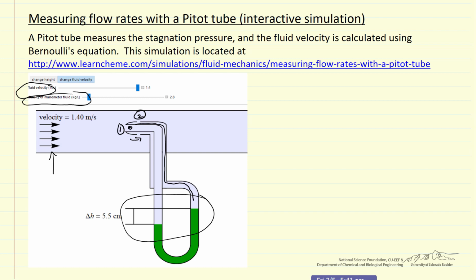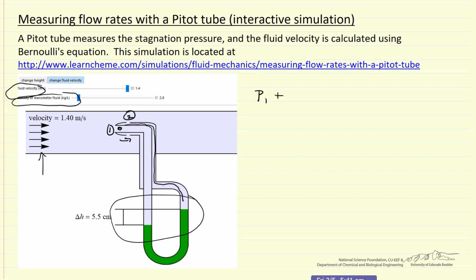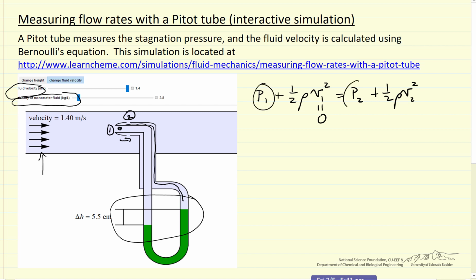And what the Pitot tube is doing is taking advantage of the Bernoulli equation, which in this case is the pressure at point 1 plus 1/2 the density of the fluid. That's not the density of the manometer green fluid, it's the density of the flowing fluid, and the velocity of the fluid at point 1 squared, and that's equal to the pressure at point 2, and again 1/2 density times velocity squared. This is 0. The fluid is not flowing at point 1. What the Pitot tube does is measure this pressure difference and then calculate the velocity.